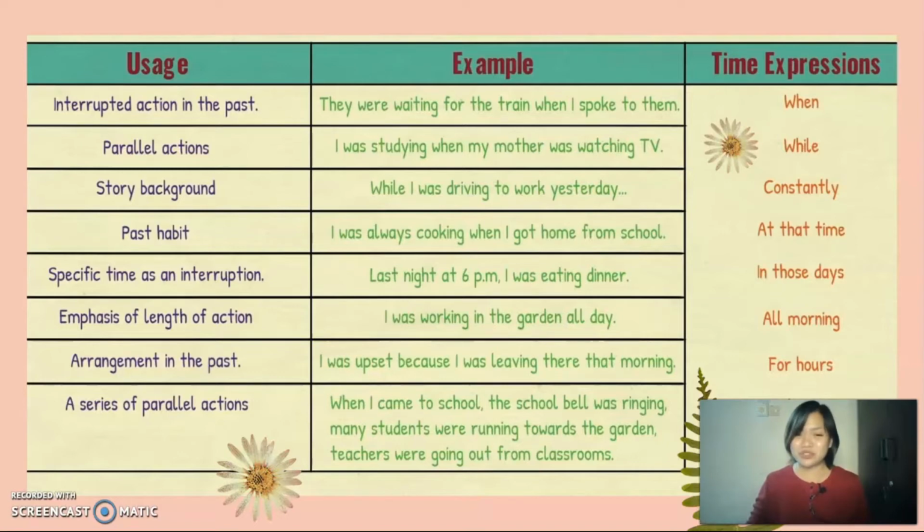When I came to school, the school bell was ringing. Many students were running towards the garden. Teachers were going out from classroom. So all of these actions were happening at the same time. Right. So the time expressions that we usually use in sentences in past continuous tense: when, while, constantly, at that time, in those days, all morning, for hours, and so many more.